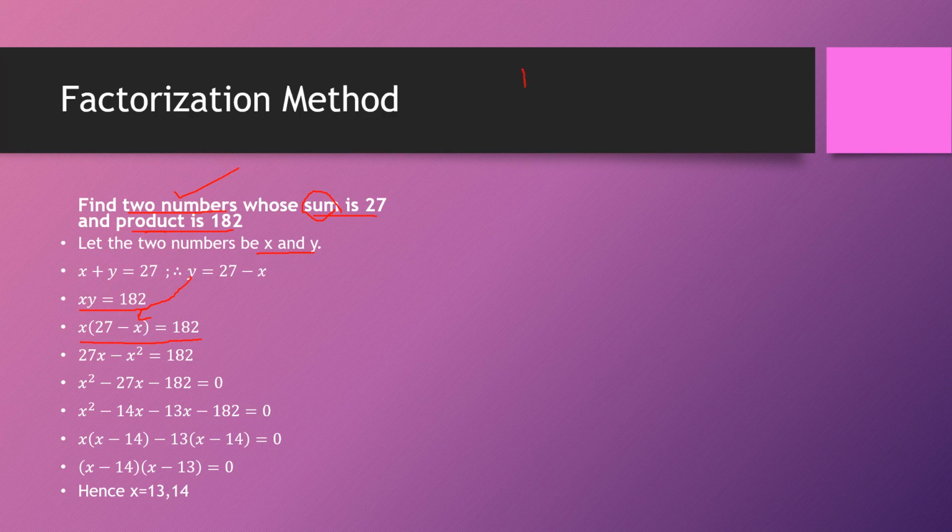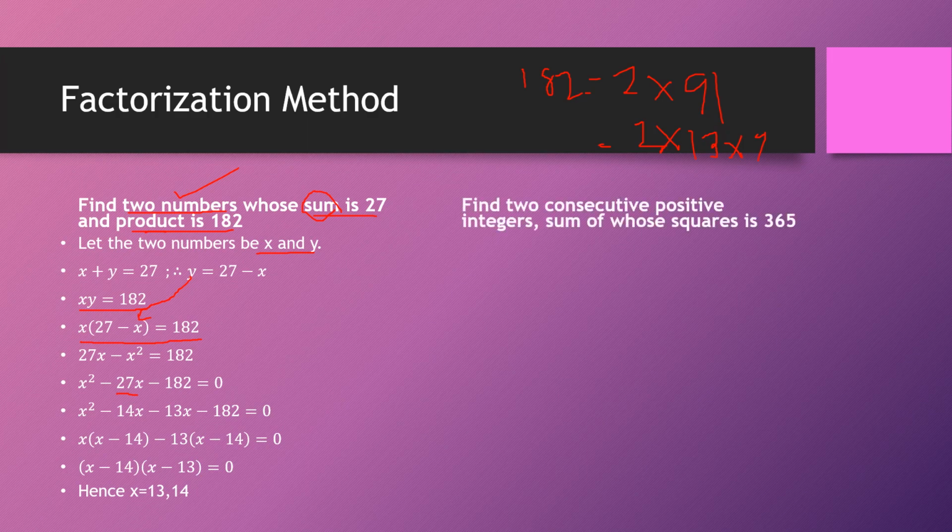Now I want factors of 182. So how can I find? First I will write 2 into 91. What are the factors of 91? 13 into 7. From here I got the factors should be 14 and 13. So I have split up 27 as 14 and 13. The rest of the procedure remains the same. You have understood that. So x can be 13, x can be 14.